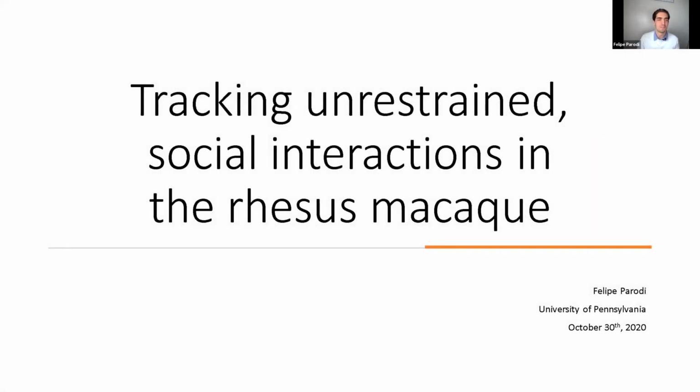As Emily said, my name is Felipe Parodi, and I am going to be talking about using pose estimation to study unrestrained social interactions in the Rhesus macaque. And I'll spend the next 5 minutes talking a bit about quantifying social behavior in the macaque, what's been done so far, and what we're excited to do in the future.